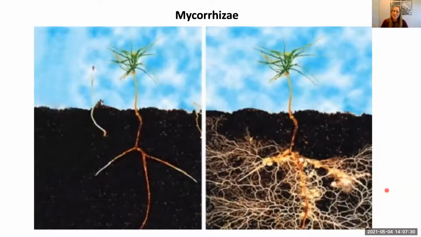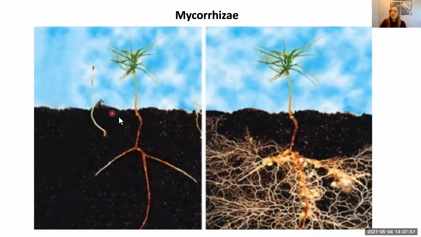Our other wonderful example of a mutualism with fungus is called mycorrhizae. Go ahead and say that to yourself. Mycorrhizae. And this is how it works. I've got a little pine seedling here, and you can see these pine seedling roots. It's trying to absorb water. It's doing okay. It's not that great at it.